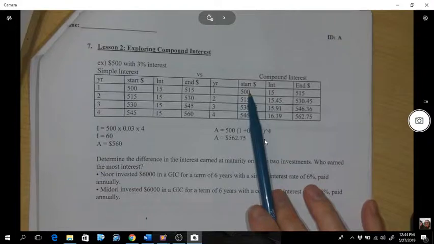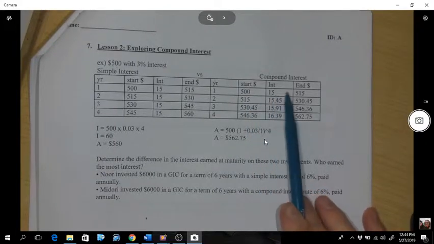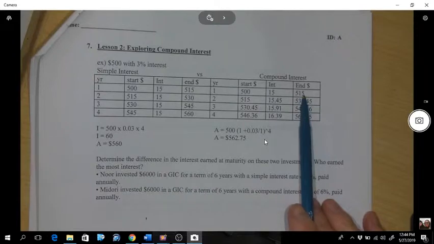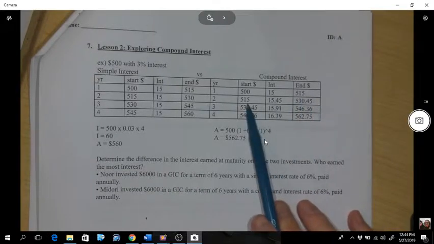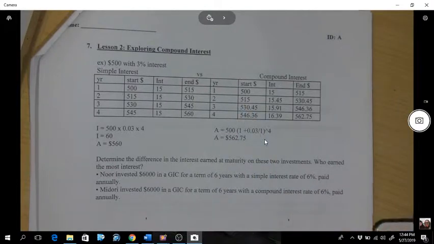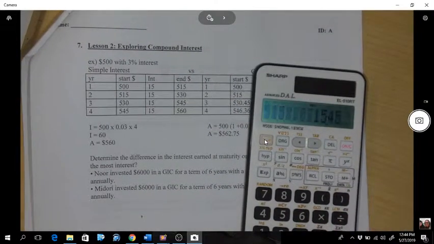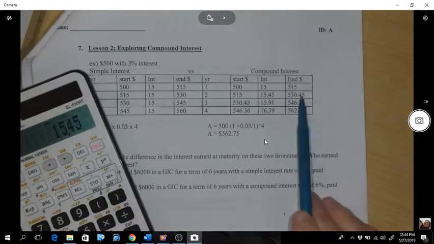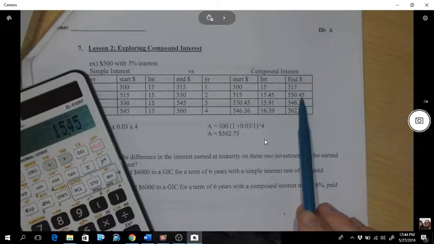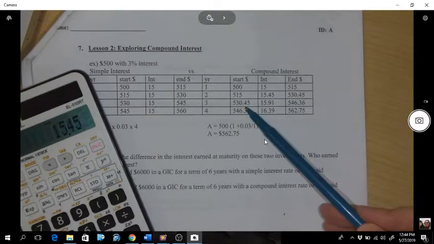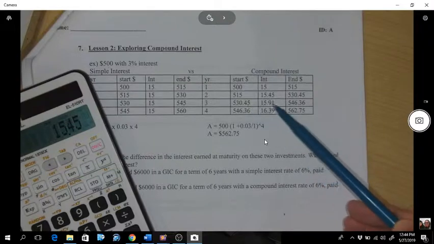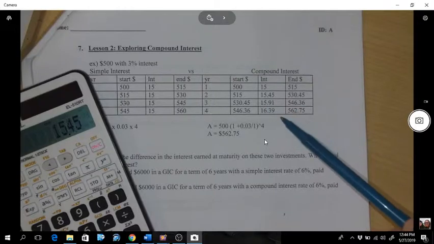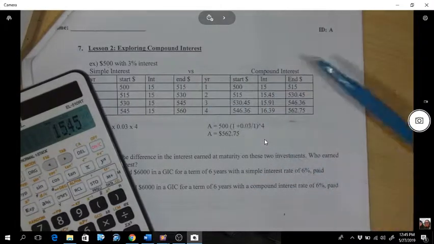Okay, so we started with 500 bucks, 3% was $15, so we end up with $515. So if this compounds every year, in the second year I'm now starting at 515. So now 515 times 3%, now you're going to make $15.45 interest, and add that on, you end up with 530.45. Okay, so now year 3, that's what I'm starting with, and then 3% of this amount and add on. Okay, so you're always basing the interest off of the new amount, not the principal amount.